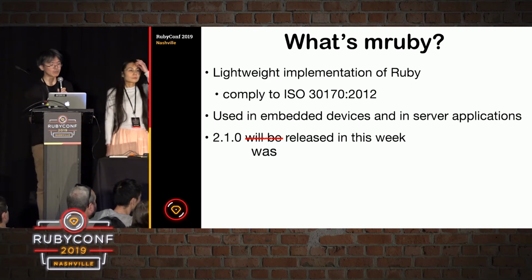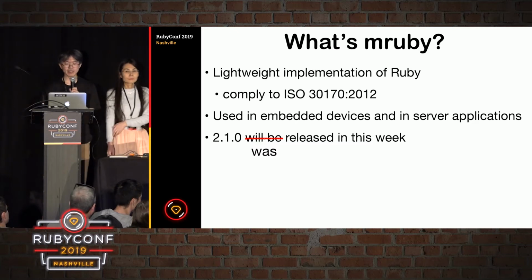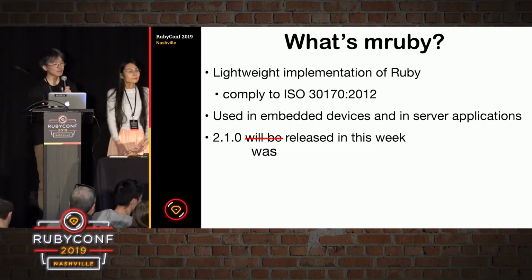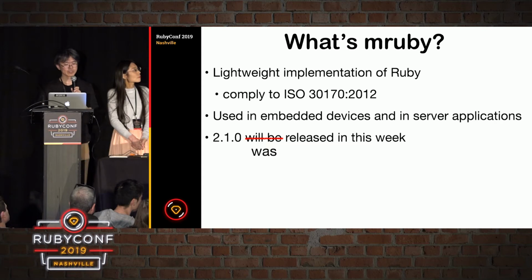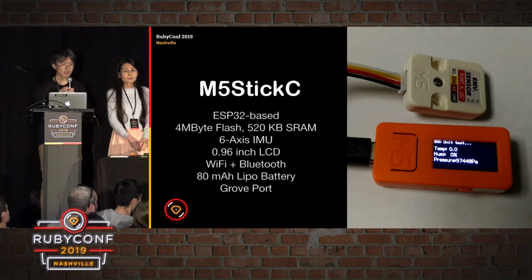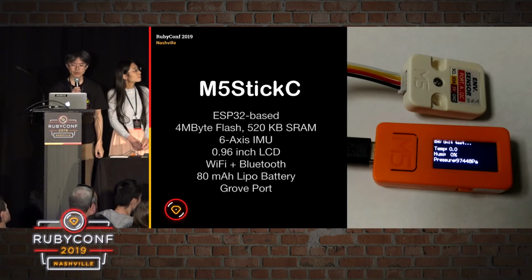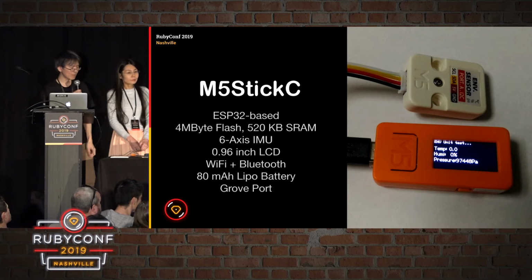mruby has mainly two target areas: embedded systems and embedded in applications such as servers and games. We have focused the former, embedded systems. We recently used a board called M5-Stack-C to run mruby.